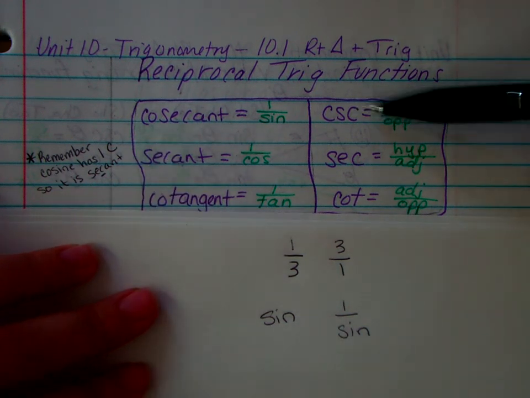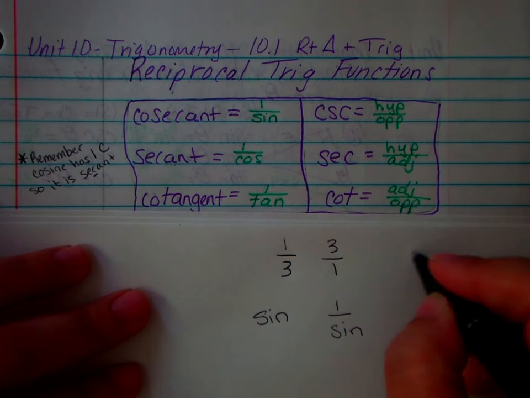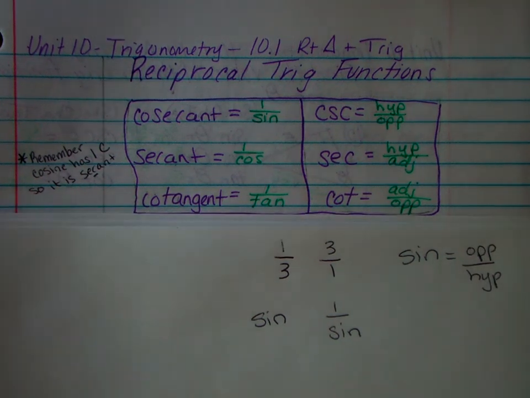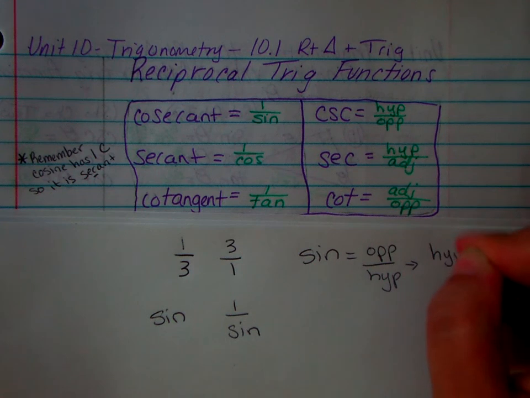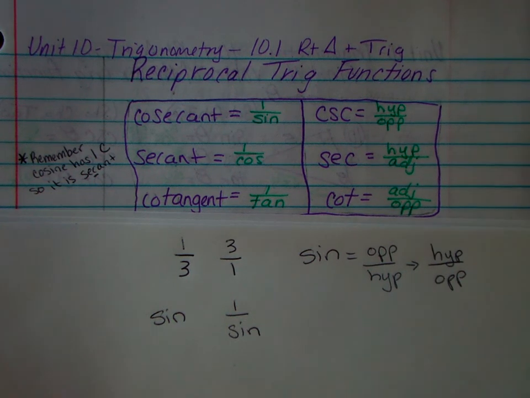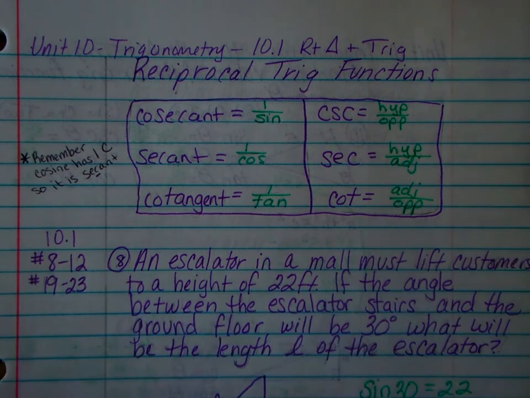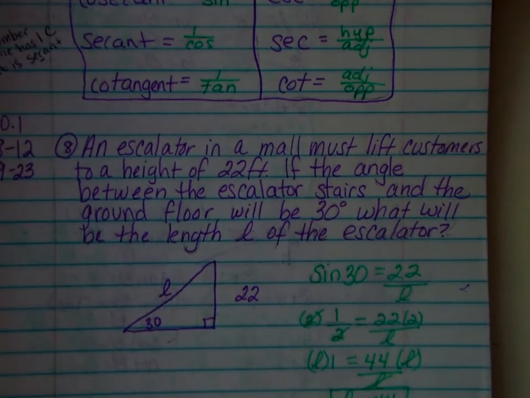Okay, so cosecant would be hypotenuse over opposite because sine is what? Opposite over hypotenuse. Okay, so what is the reciprocal of opposite over hypotenuse? Well, it's hypotenuse over opposite. Okay, so we are just doing reciprocals here. Okay, when we go down, I want you guys to do 8 through 12, and 19 through 23. So let's look at number 8.